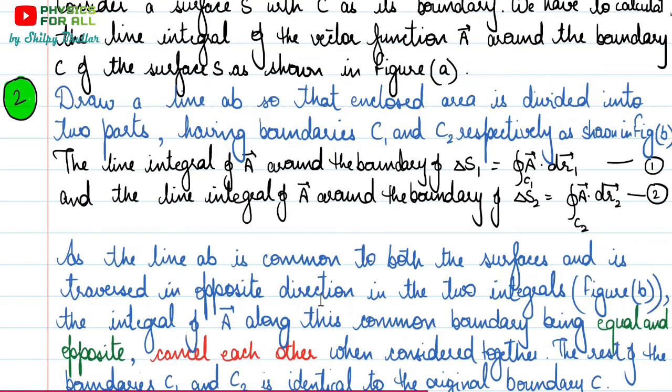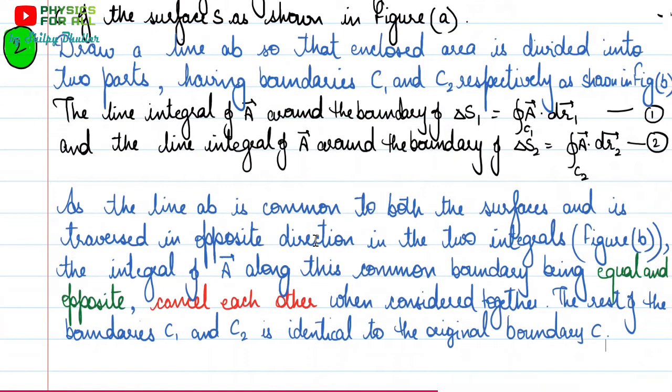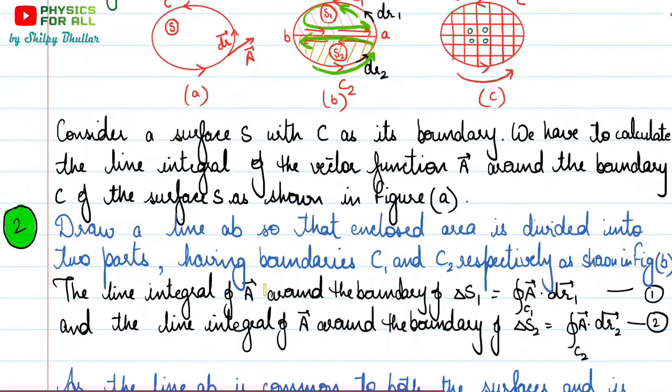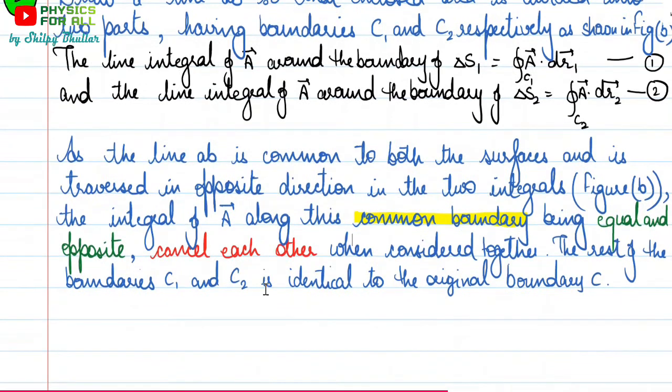Here, as line AB is common to both the surfaces and is traversed in opposite direction in the two integrals, it's easy to see that for surface S1, it's been traversed from B to A, and in case of S2, it's been traversed from A to B. So the line integral of A along this common boundary, being equal and opposite, because the boundary is the same, AB, so magnitude is the same distance, but direction is different. So being equal and opposite, they cancel each other when considered together.